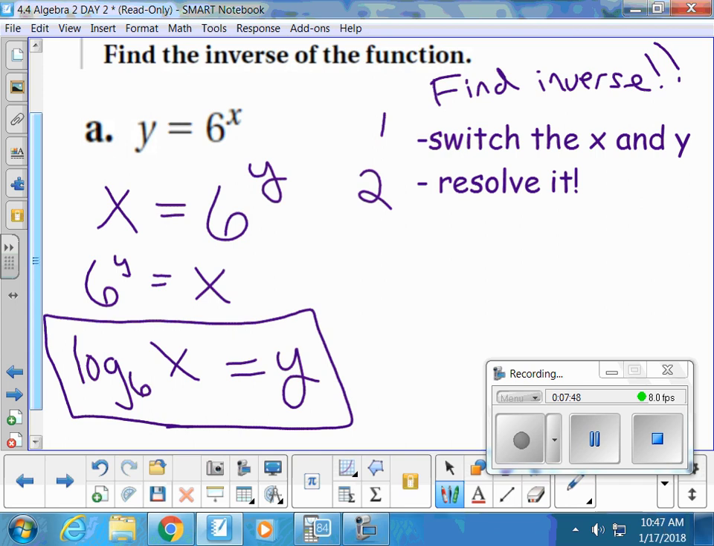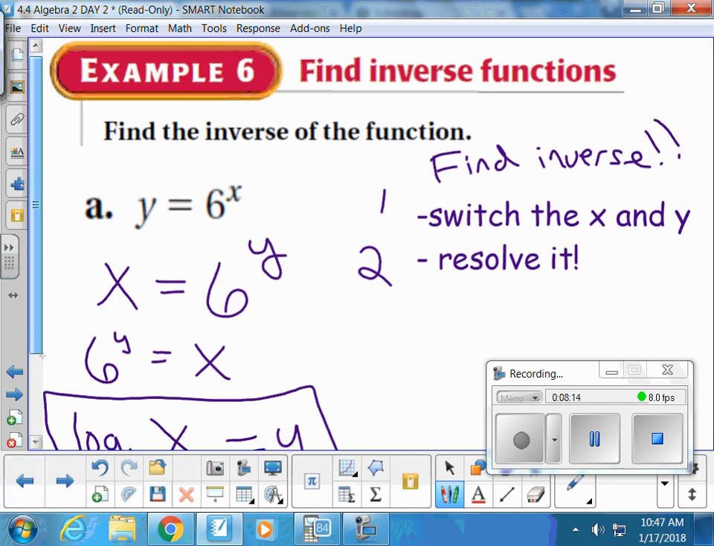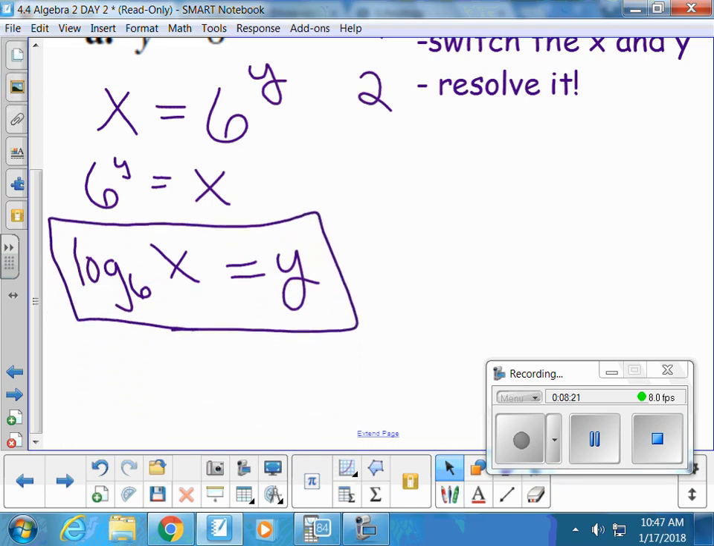We love it. We'll do another one together because I know it's weird. All right. And this just tells you what I had told you verbally, so if you want to jot down what I have at the top, you can. Logs and exponentials are inverses. And this just kind of explains if you start with an exponential, you end with a log. Yeah, log base 6 of x equals y. Did you see that? The box came out from the answer. That was crazy.